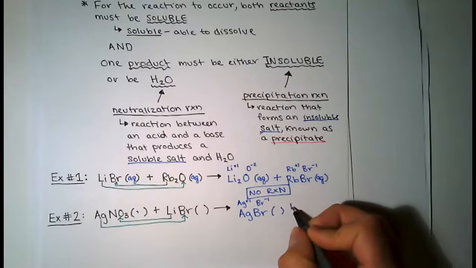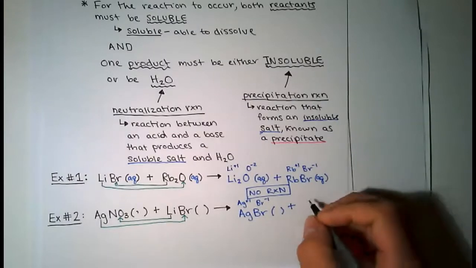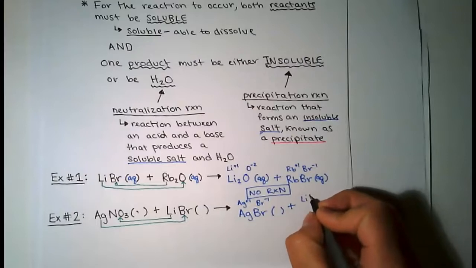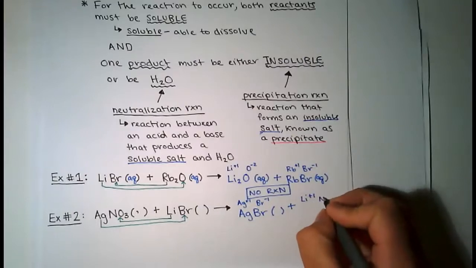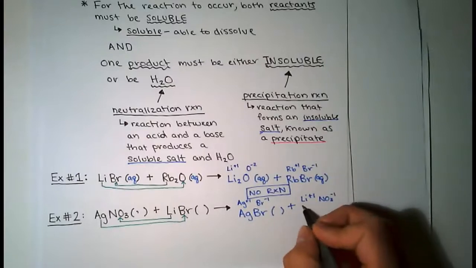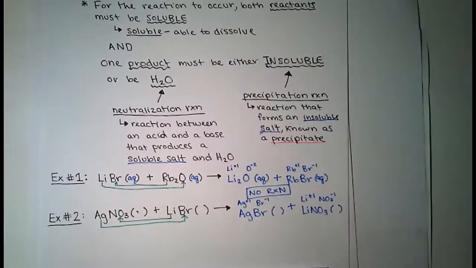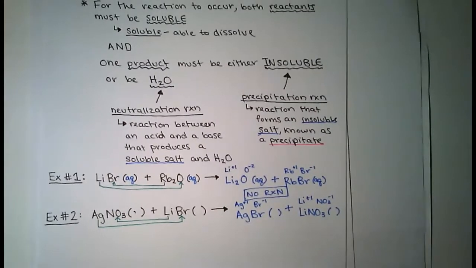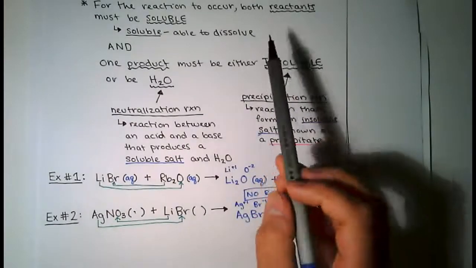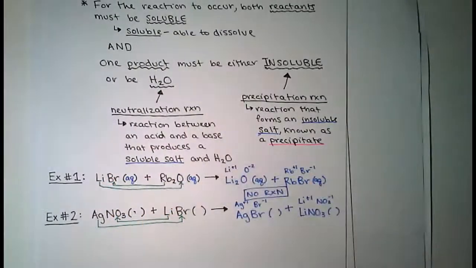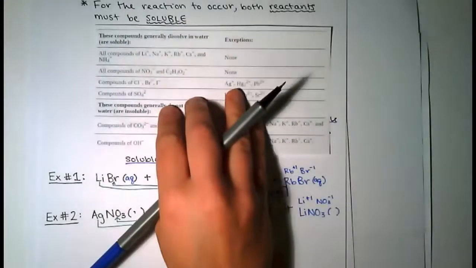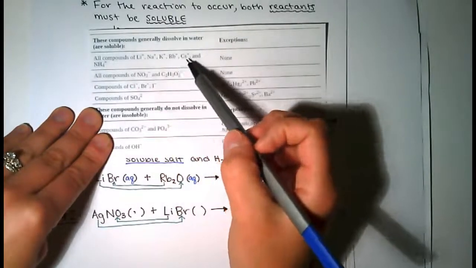And then next we have lithium pairing with nitrate. So Li with a +1 charge, and NO3 with a -1 charge. So we get LiNO3 and I'll put my parentheses for my state symbol. So now we have to make sure this reaction will actually happen. So both of our reactants must be soluble. So let's check that first. AgNO3. So looking at my list of solubility rules here, I don't see anything about silver or nitrate in this first rule, so I'm going to go down to the next one.